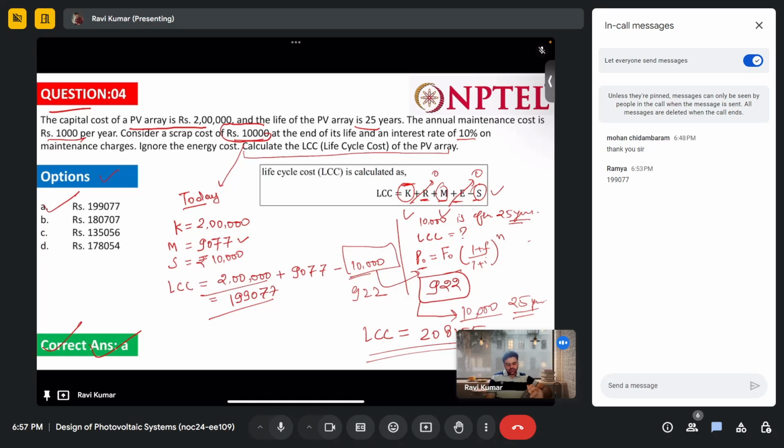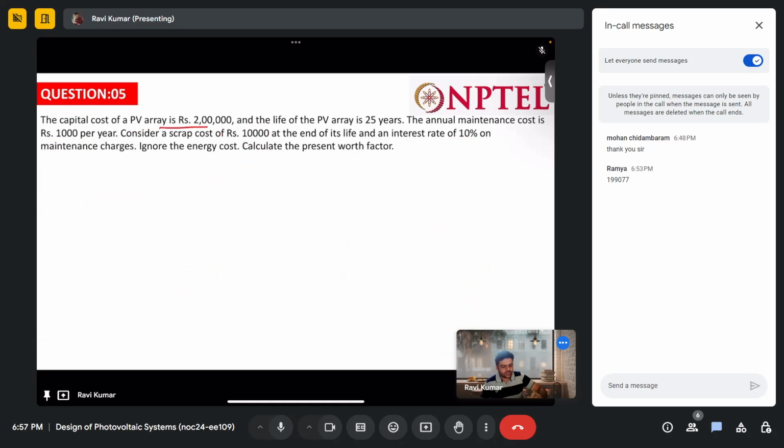Let's move to the next question, which says same question: capital cost 2 lakh, array lifetime is 25 years, annual maintenance cost is 1000 rupees per year, scrap cost is 10,000, interest rate is 10%, ignore the energy cost, calculate the present worth factor. So here now you need to calculate the present worth factor, and these are the options.